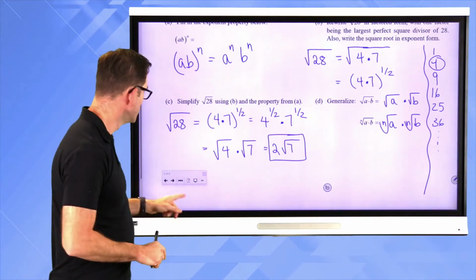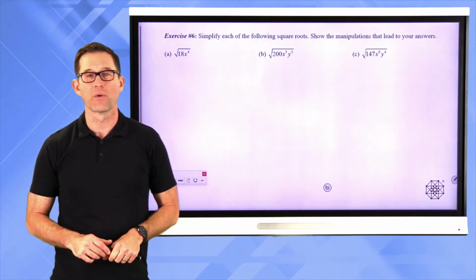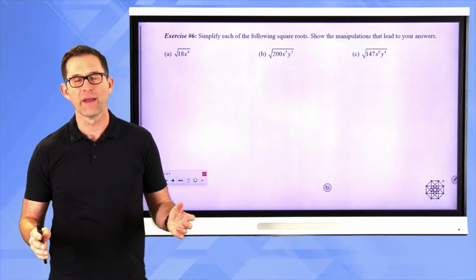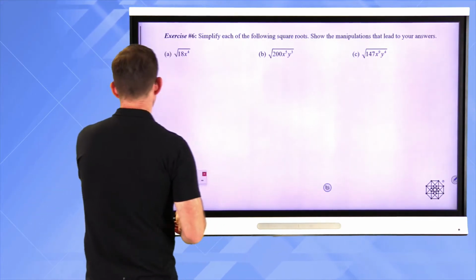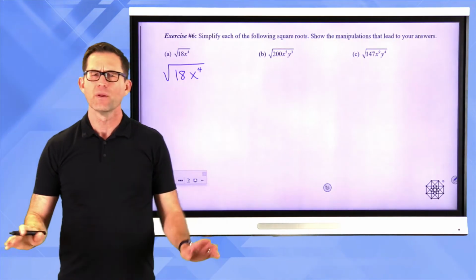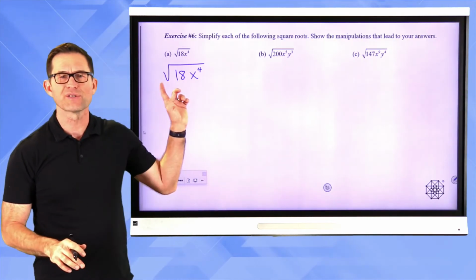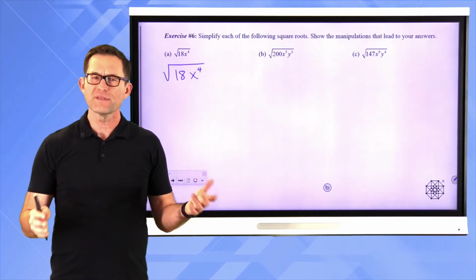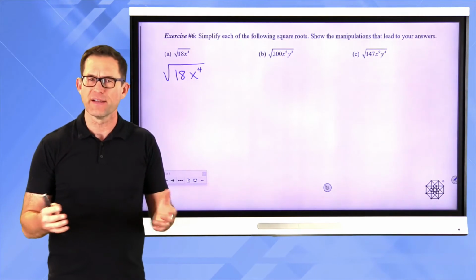Okay, so let's do some simplifying of square roots. Exercise number 6. Simplify each of the following square roots. Show the manipulations that lead to your answers. All right, so let's take a look at letter A. Now you did this quite a bit in Algebra 1. The biggest difference is that you probably didn't have variables underneath the square root. Now, I just want to think about this for a second. First, I'm going to take a look at 18, and I'm going to think to myself, well, what's the biggest perfect square that divides into 18?